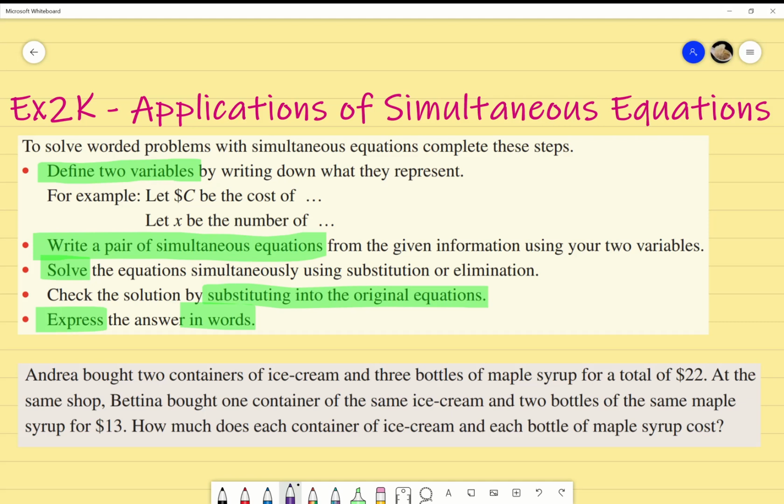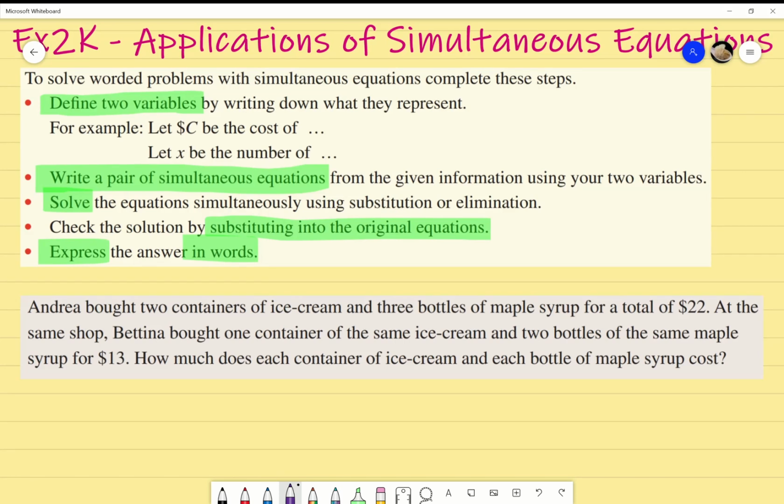That's it. Okay. So in this situation, we've got Andrew who buys 2 containers of ice cream and 3 bottles of maple syrup. It's a very weird combination. I don't think people eat maple syrup and ice cream together, right? Okay, for a total of $22. What information do we have already? 3 ice cream and 2 bottles of maple syrup.